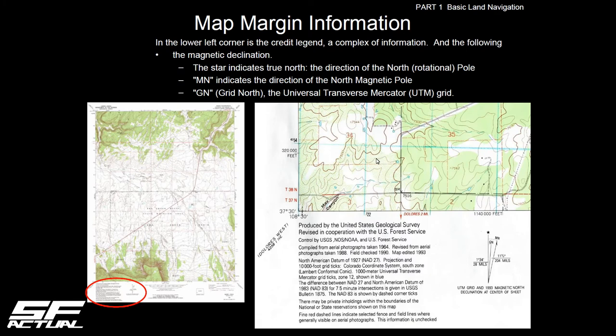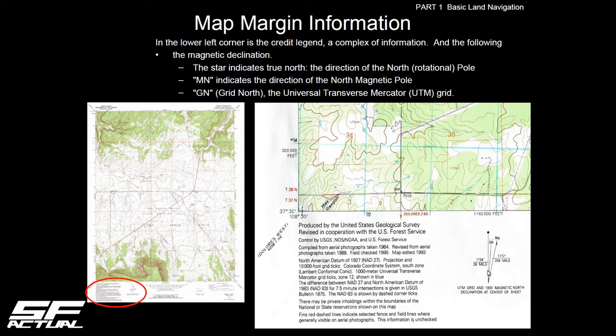Moving over to the lower left is going to be the credit legend, complex of information, and a definite key thing to remember here is the magnetic declination. This is very important. You have to locate this on the map before you start doing any kind of planning or conducting land navigation. So when we were in the compass episode, I talked about true north, magnetic north, and grid north. Here in this case, the star, and this is a standard thing across the board, mostly all true north will have a star, is showing this is true north. This line right here takes you to the North Pole. This is true north, directly to the North Pole.